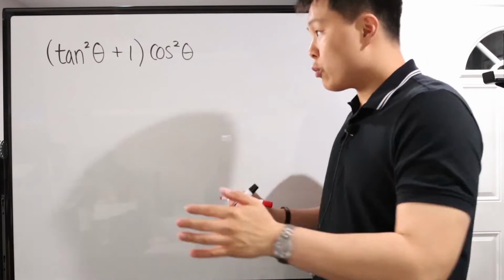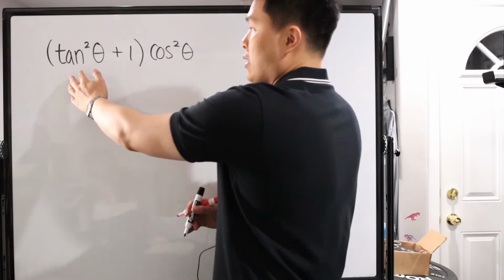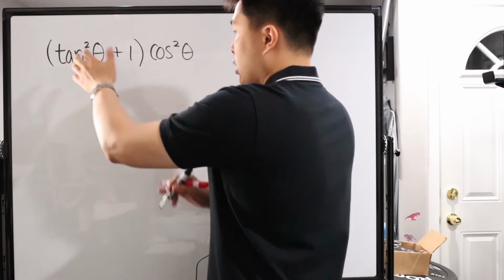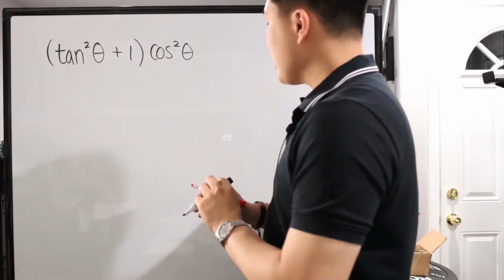For today's video, we're going to go over this problem. This is a wonderful standard test problem. Now, (tangent squared theta plus 1), parentheses, times cosine squared theta. Now, what does that equal to?